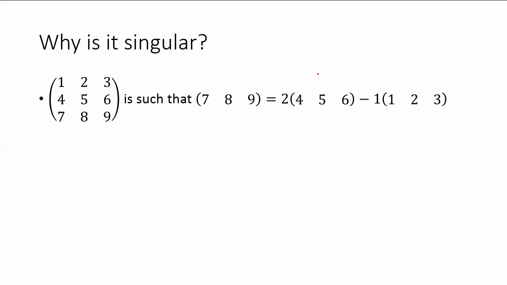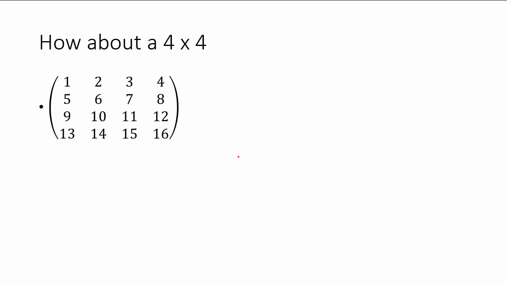So, well, why is it singular? Oh, yeah, we just wrote this out. Because 7, 8, 9, for example, could be written as a linear combination of the other two rows, and that's exactly what leads us into that state of not being able to get the identity matrix through that reduction process. Well, how about a 4 by 4?